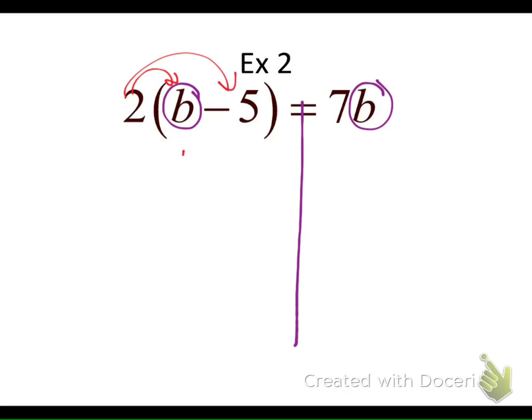Okay, so good. So you distribute it. So we take 2b. I'll explain it. So what you're doing, Jalen, you're taking this number on the outside of the parentheses, and you're multiplying it by everything on the inside of the parentheses.